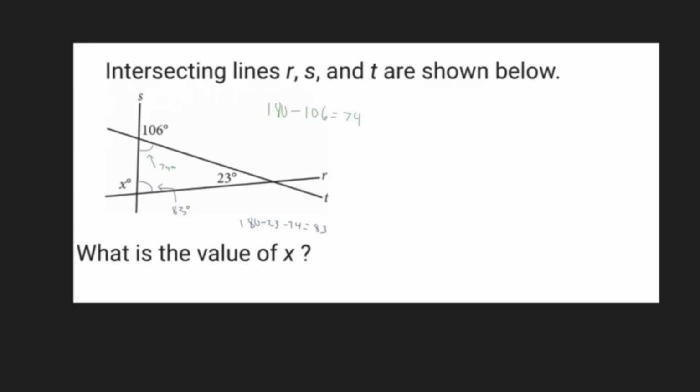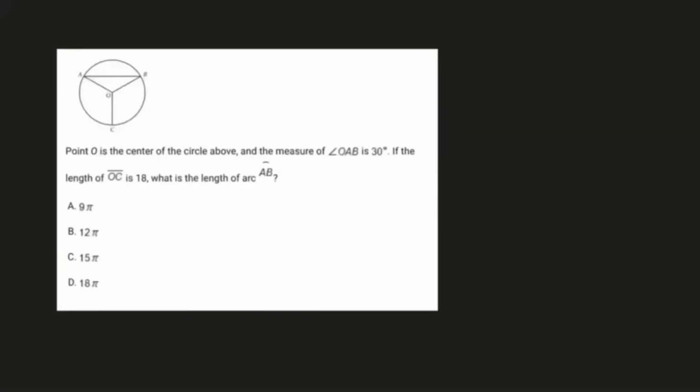Now why? Because we have two angles lying on the line R, right? So any two angles on a line will be equivalent to 180 degrees. And so here we can just do 180 minus 83 and get our value of x, which is going to be 97 degrees. And yeah, that's how you do it.